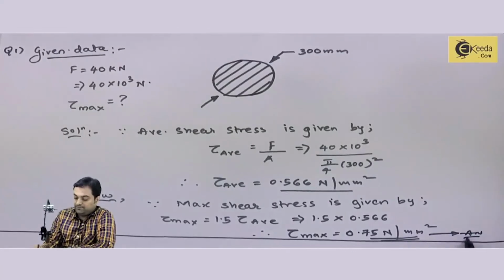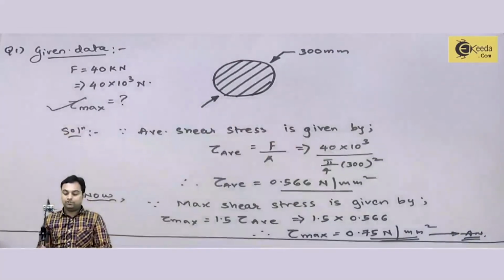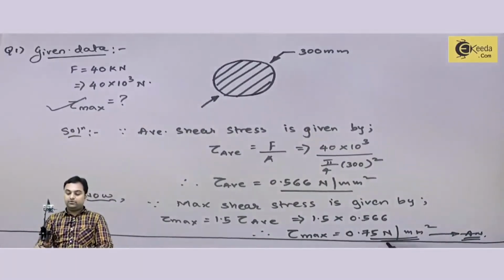That's my answer. Okay. तो यहाँ पे tau max हमसे पूछा था और tau max हम लोगों ने फाइंड किया. उसका आंसर है 0.75 Newton per mm square. So problem number 1 is completed.